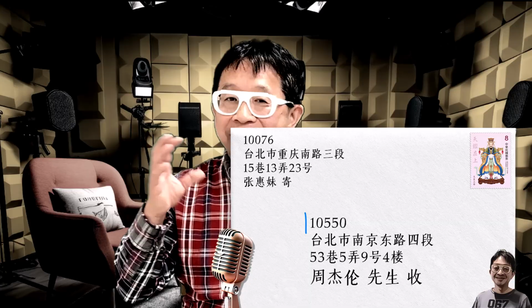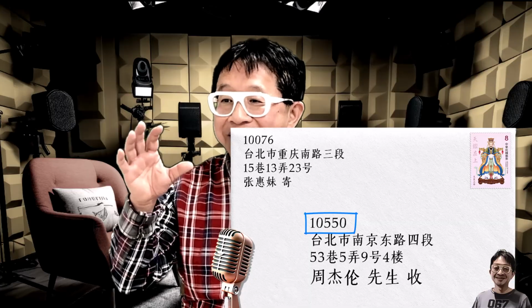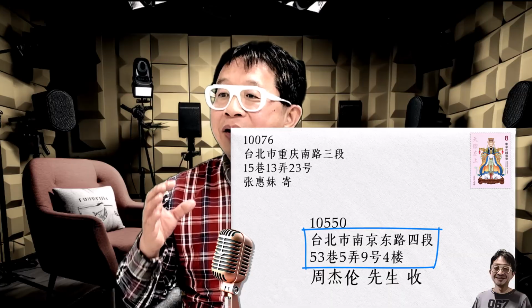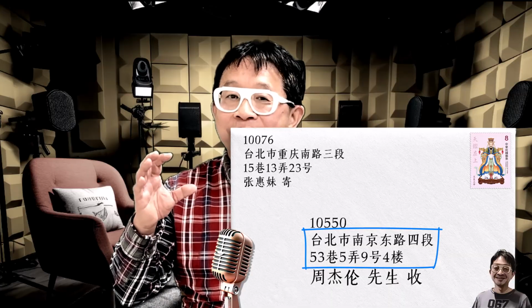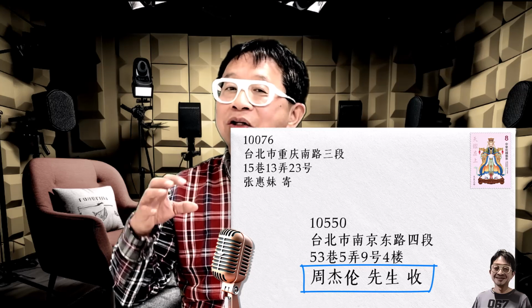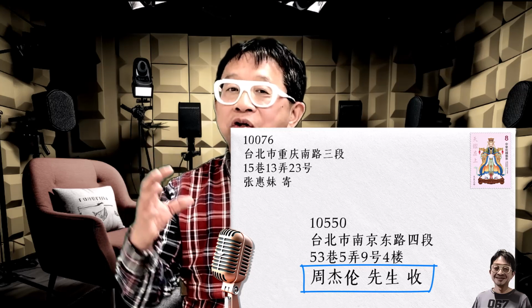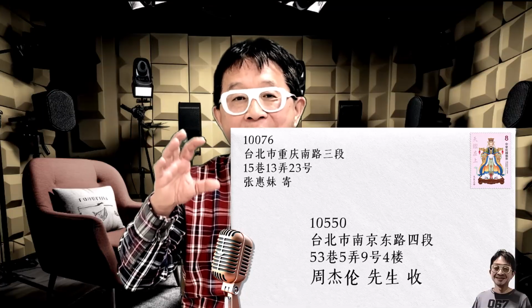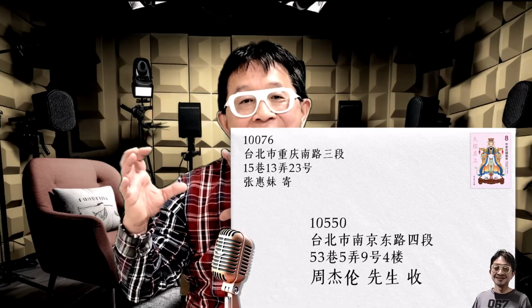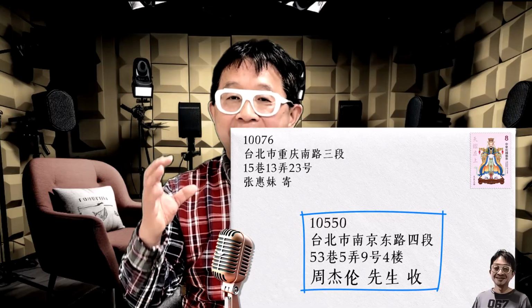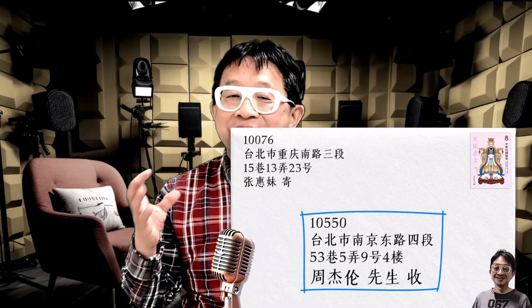Whereas in the middle of the envelope, you would have information pertaining to the recipient. So in this case, you would have the zip code, and then you would have the address, 台北市南京东路4段53巷5弄9号4楼. And underneath that, the name of the recipient, 周杰伦, together with the character 收 to indicate that he is the recipient. Okay, so the same information that we had before in the vertical style envelope, except now it is placed on a Western style horizontally oriented envelope.